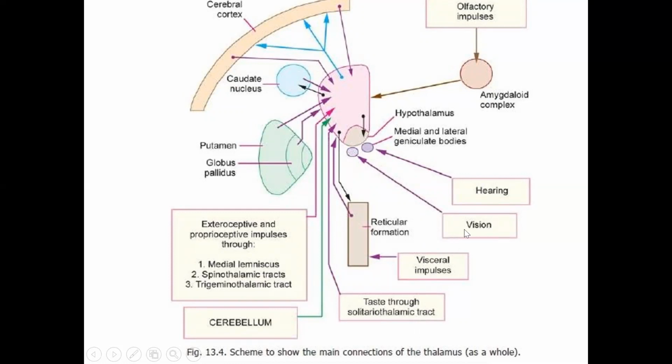Then vision via lateral geniculate body, hearing from the medial geniculate body. Other sensation also, visceral impulses from reticular formation toward the thalamus. Okay, so these are the different connections of the thalamus, and main input output goes toward the cerebral cortex.